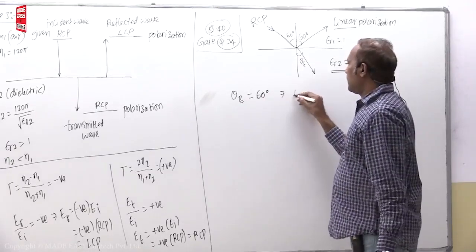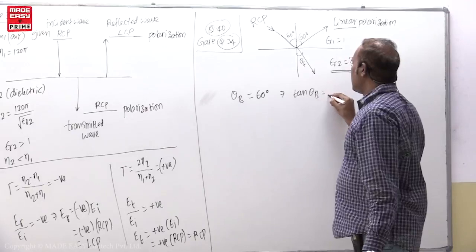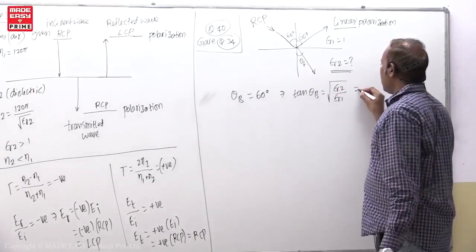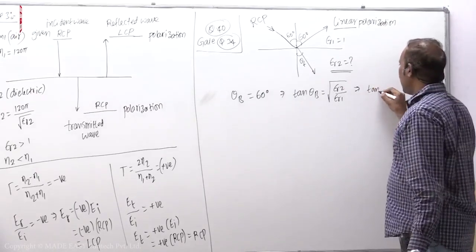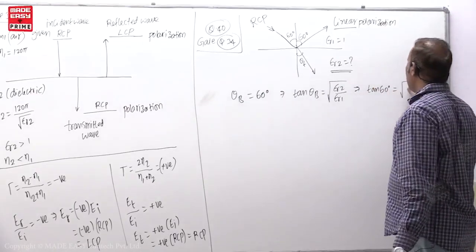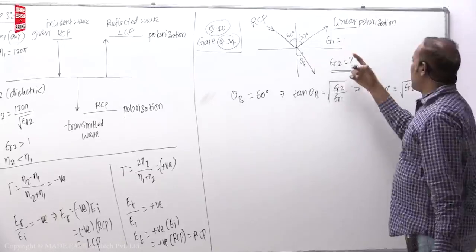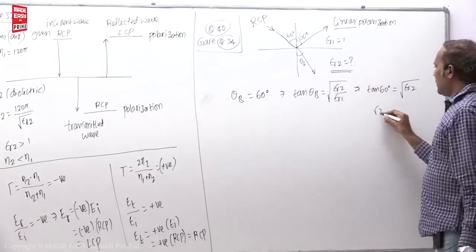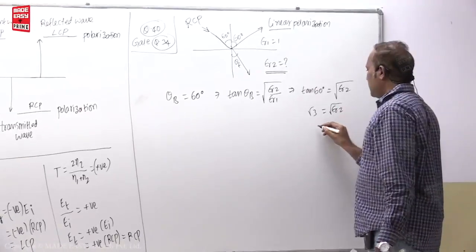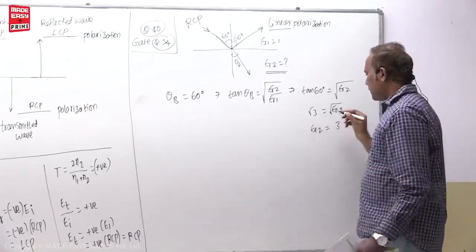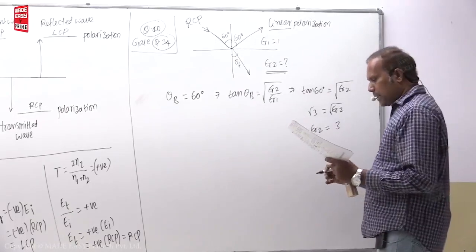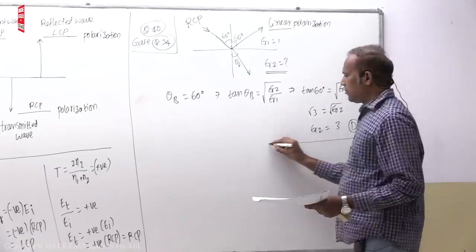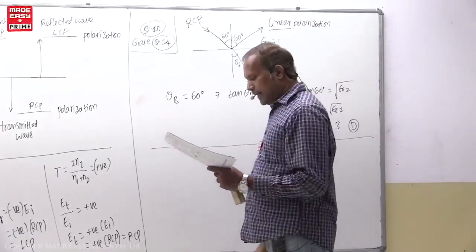Now you know that tan theta B is equal to root epsilon 2 by epsilon 1. That implies tan 60 is equal to root of epsilon r2, and epsilon r1 is 1 as given. So tan 60 is root 3, equal to root epsilon r2. That means epsilon r2 is equal to 3. So the option is D. In option D it is there. So that is the answer, option D.